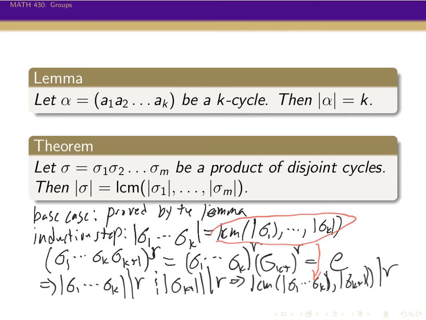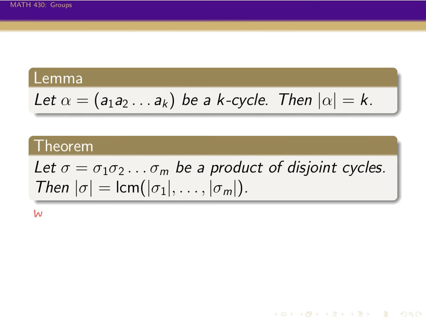And so what about going the other way? Well, we need to show that this is the smallest one, and so I'm going to complete this. First, let's clear up some space. So we know that the LCM, including sigma k plus 1 at this point, divides r, where r is the order of sigma 1 to sigma k. Now I'm going to prove it the other direction.